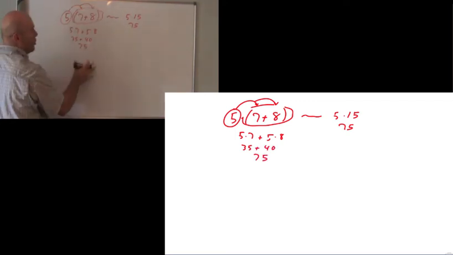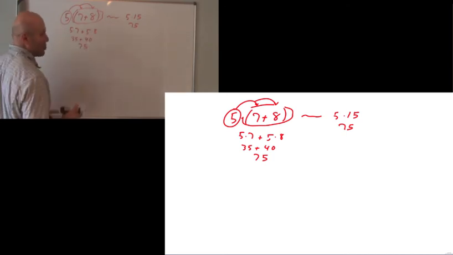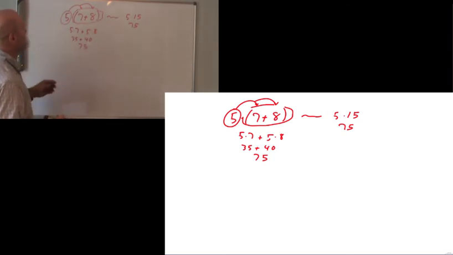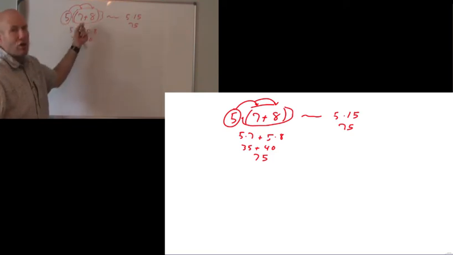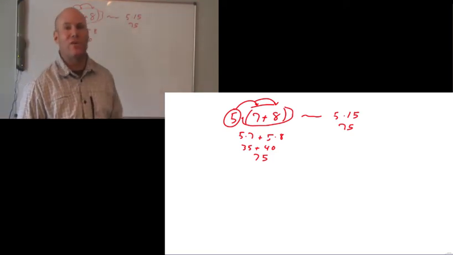Now normally I would not do a problem this way, but what this is doing is illustrating what we're going to show you here in just a second. The key here is this. Keep in mind it's 5 times all of this.